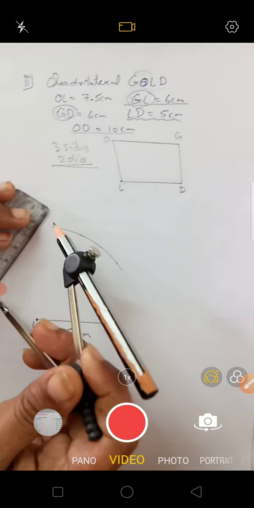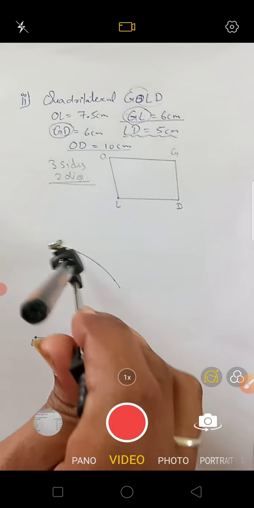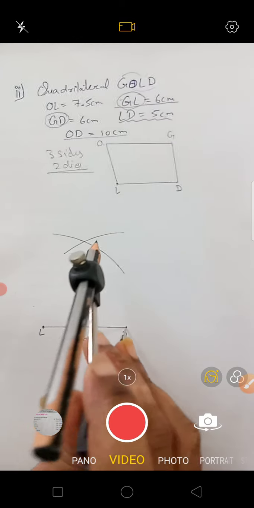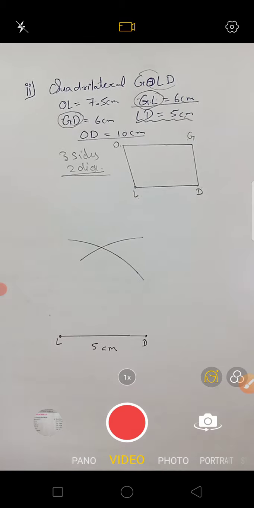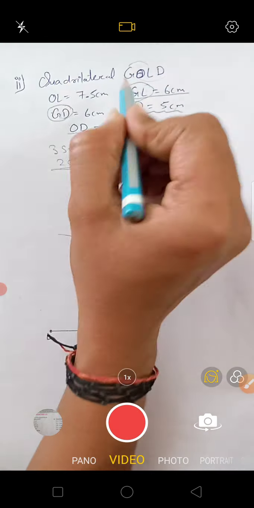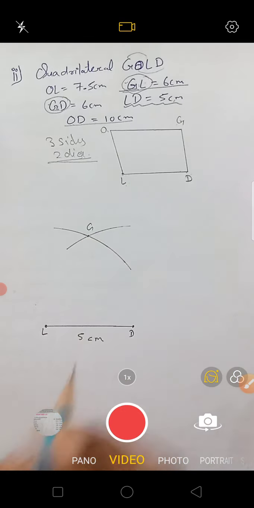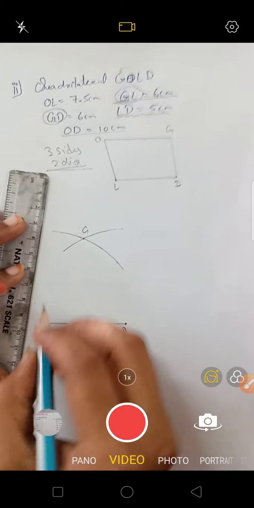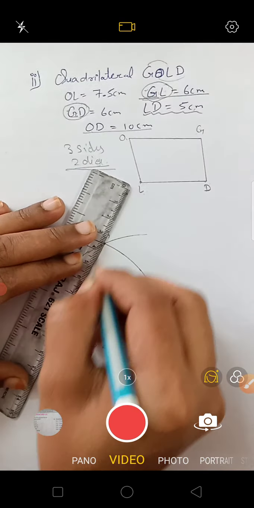So same, we take 6 centimeter of radius and then take D as center and plot the arc as the previous arc we drew. So both arcs intersect each other at a particular point, and the intersecting point we name G, the common point in both. So we name it G. And then what do we do? We join them. So when we join L and G, we get one diagonal.